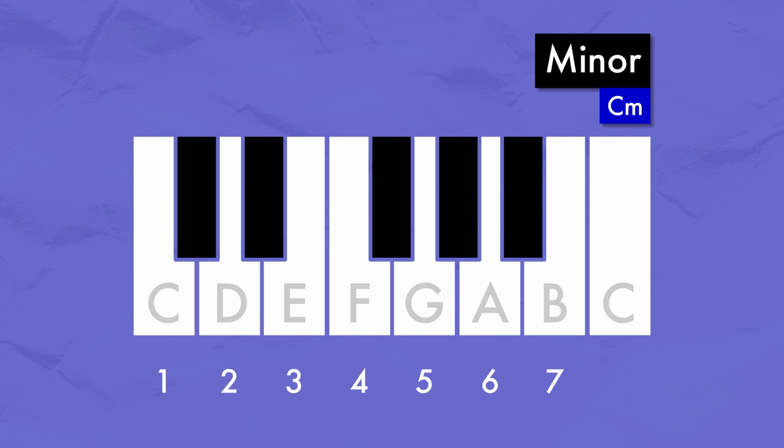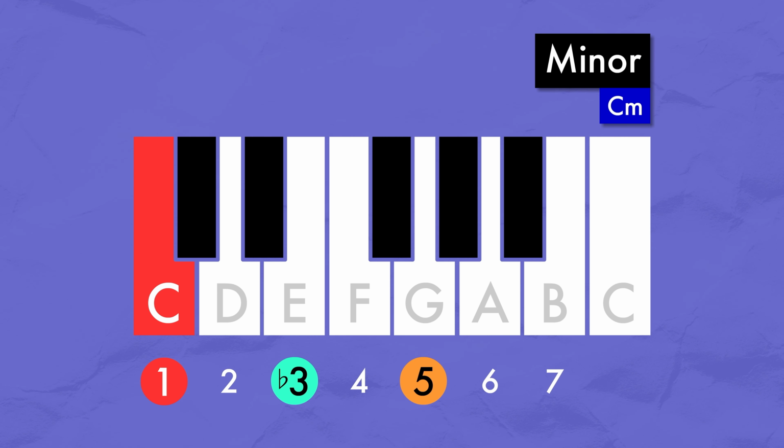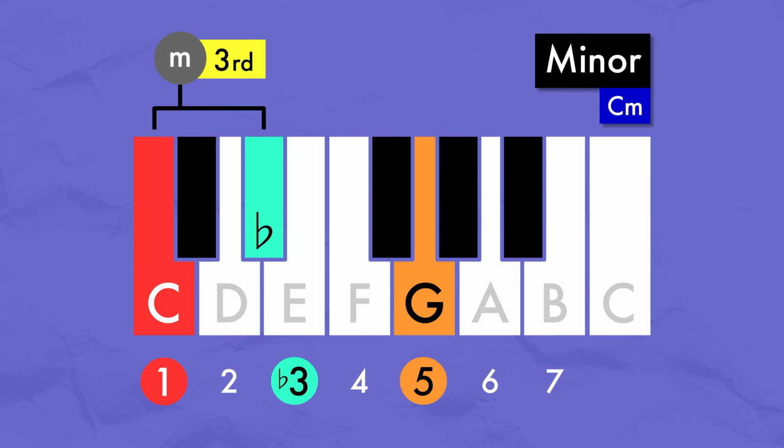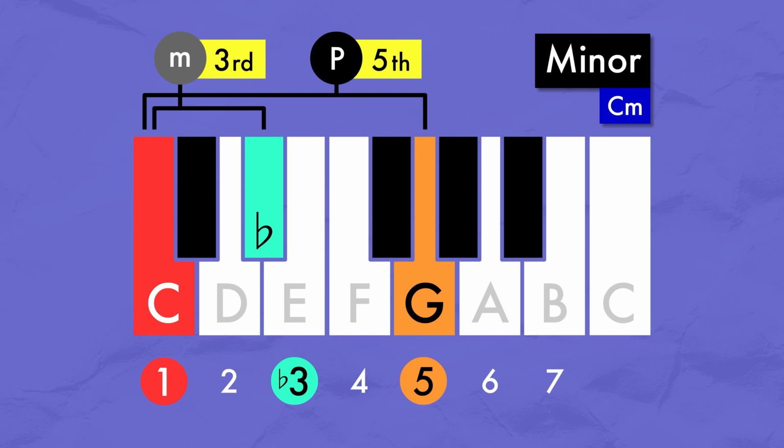For a minor chord, we use the same 3 degrees, the tonic, the third, and the fifth. But this time, we lower the third degree by 1 semitone. So in this case, we get a C, an E flat, and a G. The distance between the root and the third becomes a minor third, hence the name minor chord. And between the root and the fifth, it remains a perfect fifth.